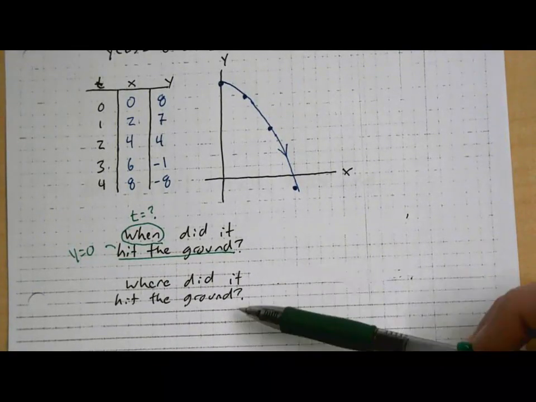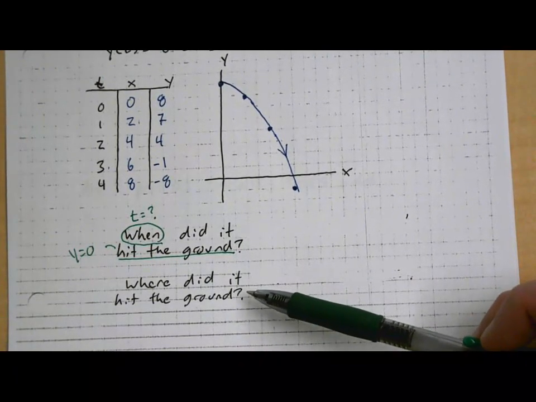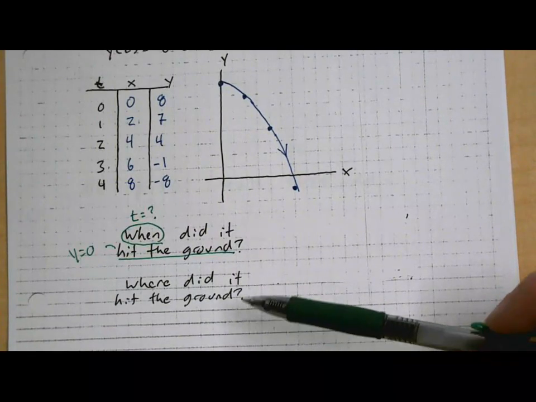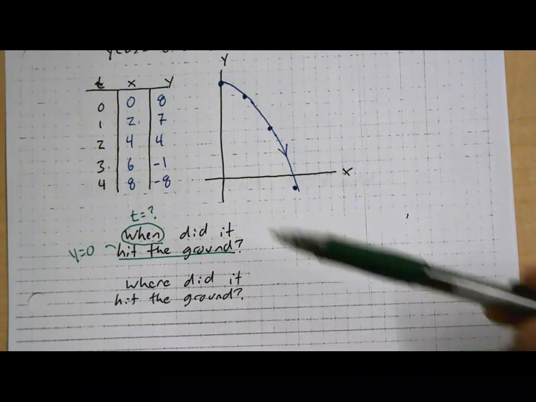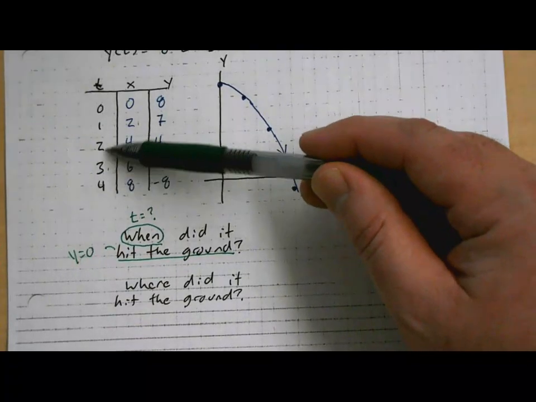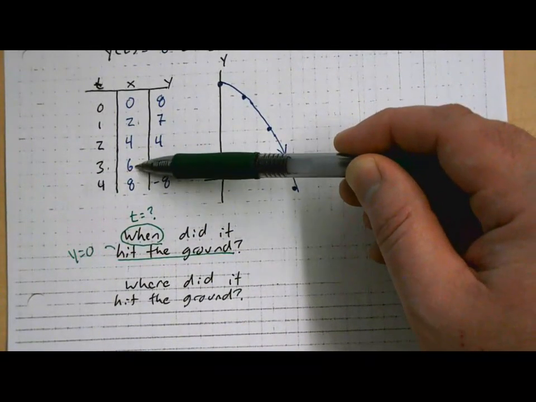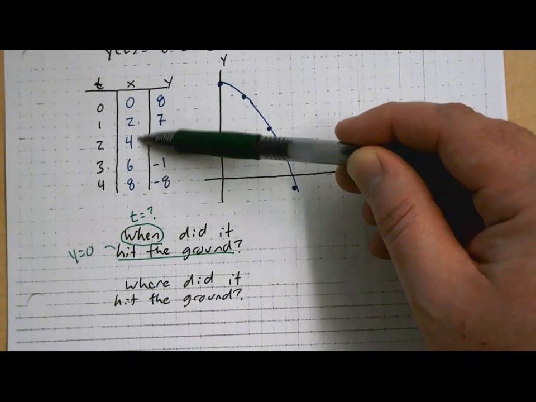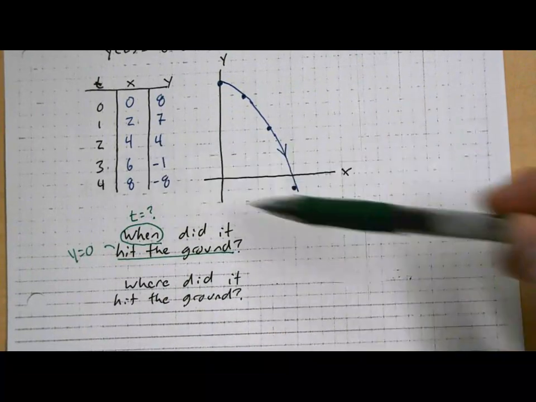Now, if I ask the question, where did it hit the ground, there's a couple ways that we could tackle this in a quick and dirty way. Where did it hit the ground? How could we tackle it by looking at the table? Yeah, so it's between 2 and 3 seconds that it hit the ground. Well, the x was at 4 at 2 seconds and 6 at 3 seconds. So I'd say it's going to hit the ground somewhere between 4 and 6 meters away from the point where it dropped it.